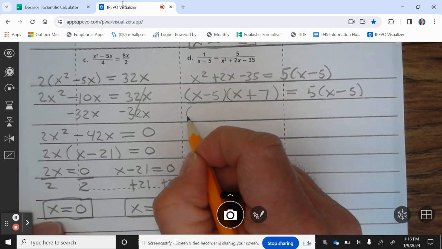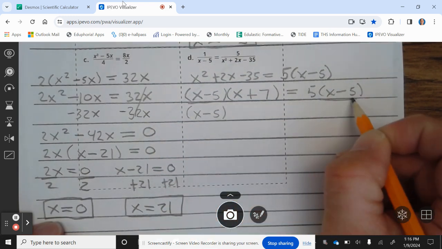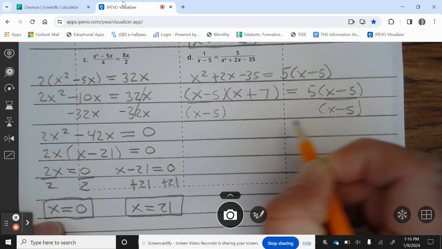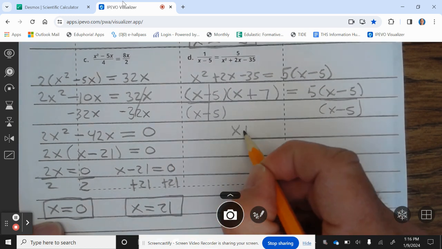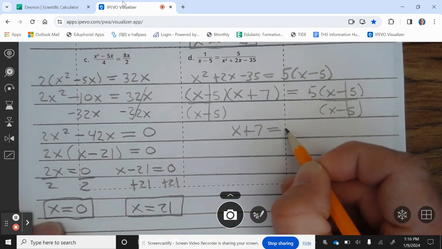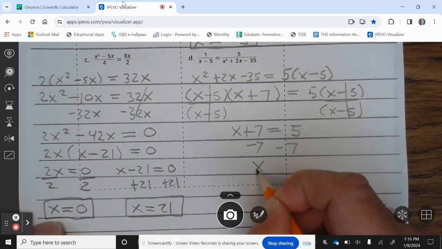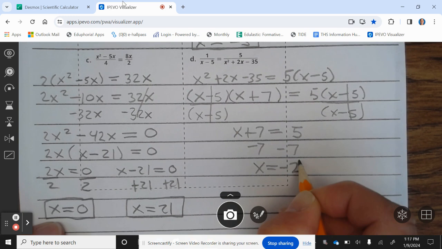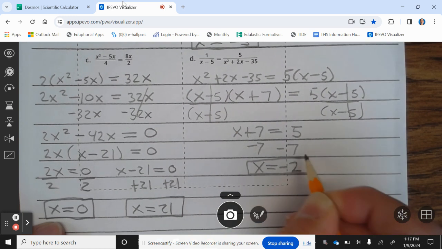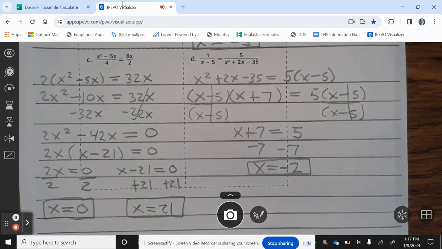We can divide both sides by x minus 5. That becomes 1. You get x plus 7 equals 5. Subtract 7 from both sides. X equals negative 2. All right, go ahead and finish that up.